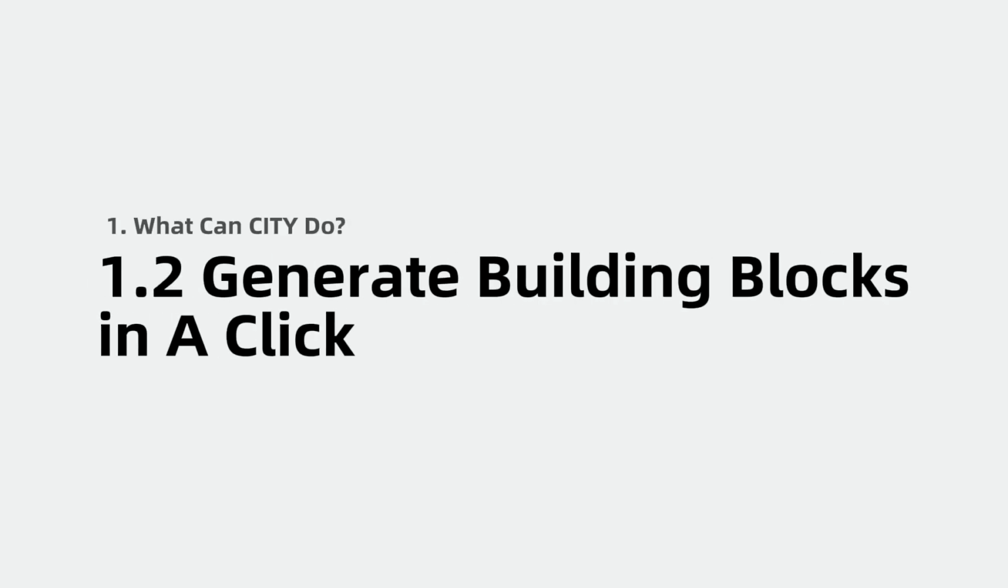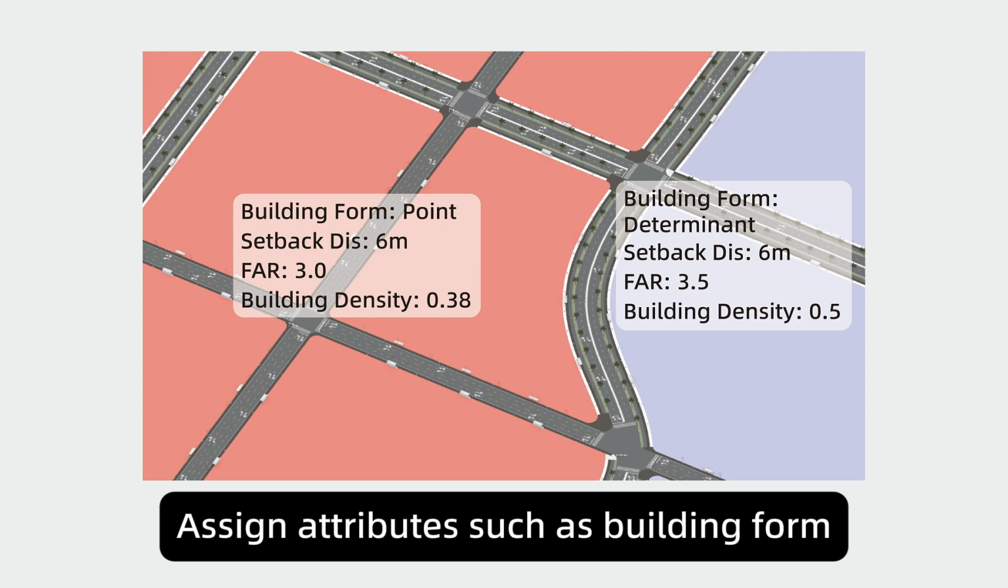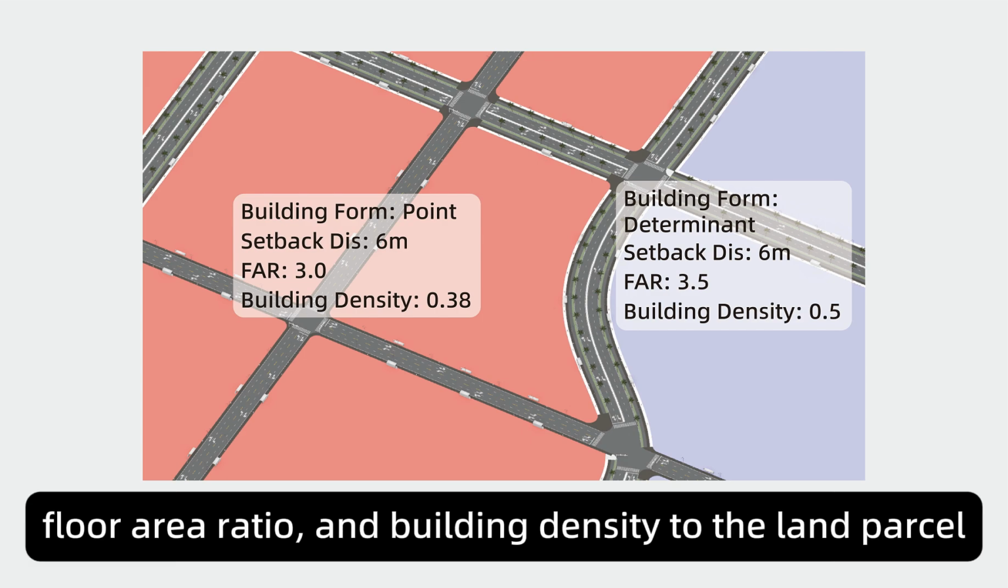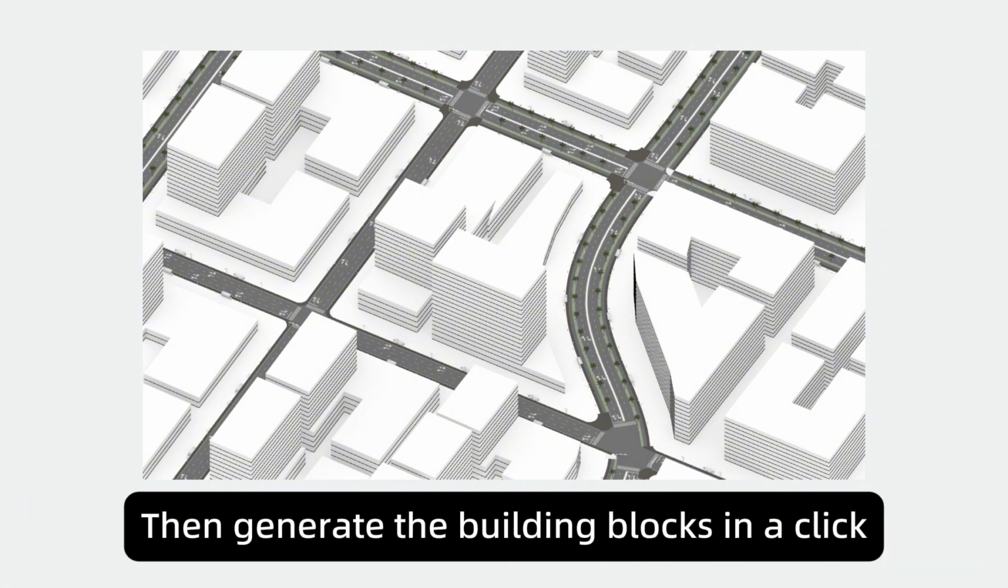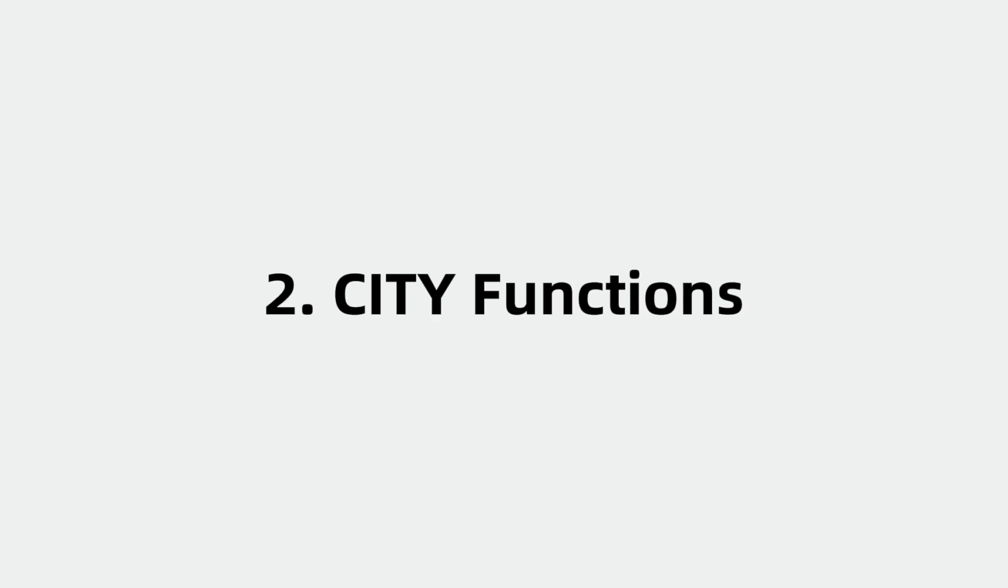Generate building blocks in a click. Assign attributes such as building form, floor area ratio, and building density to the land parcel, then generate the building blocks in a click. Detailed explanation of city functions.